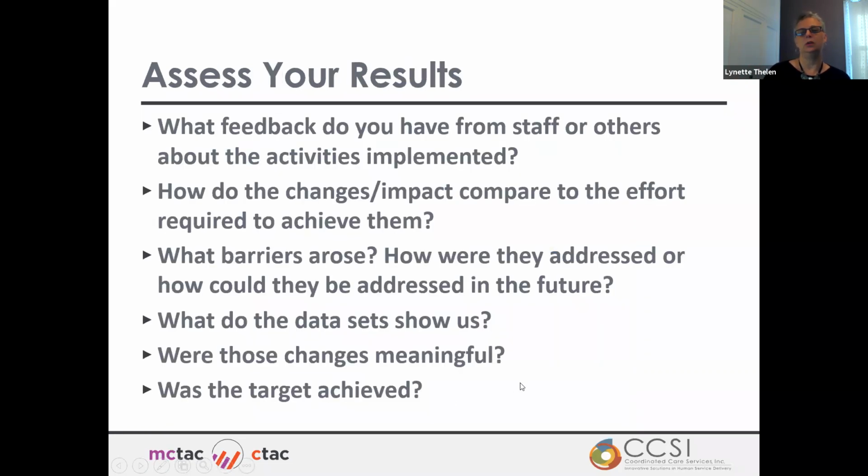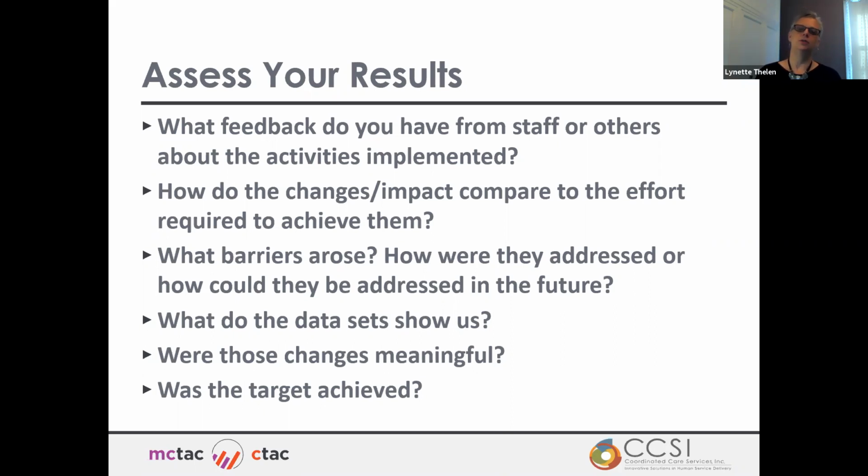So we've talked a lot about the input into your quality improvement cycle. But what happens when you've implemented and you start to get some information? Now you have to think about, okay, what happened and what do I do with that? So these are some thought starter questions for you when you start implementing your quality improvement cycle. So what kind of feedback have you gotten from staff or others about the activities that you implemented? And that could be individuals that are having to implement the change. That could be individuals that are being impacted by the change.